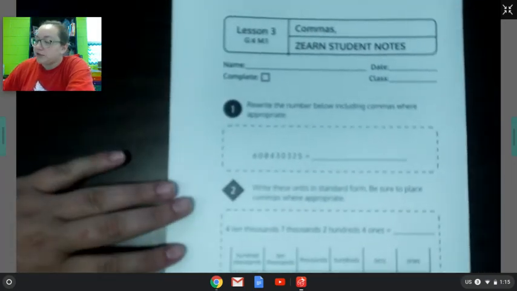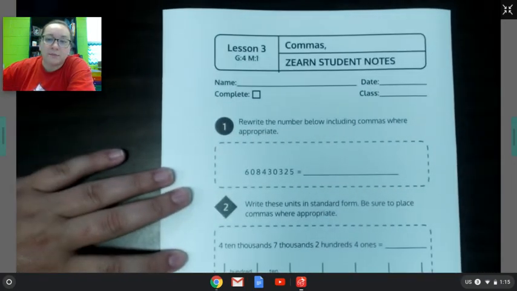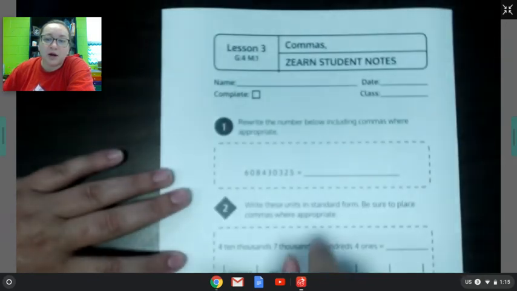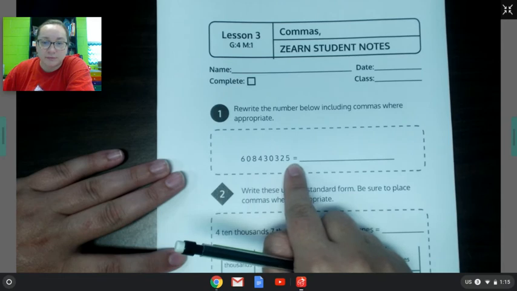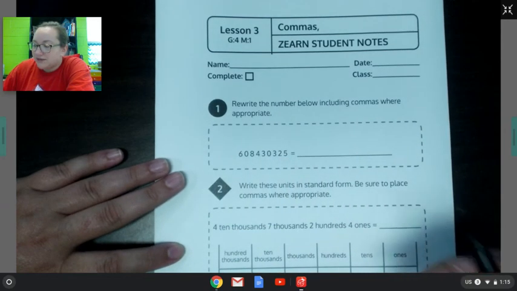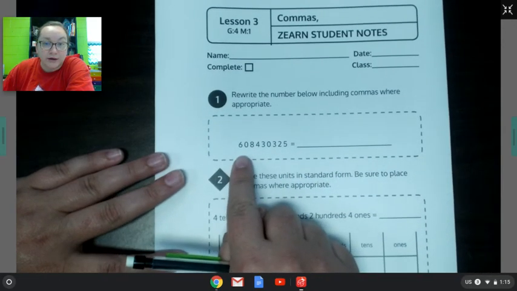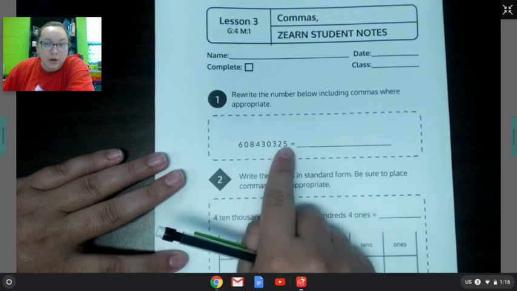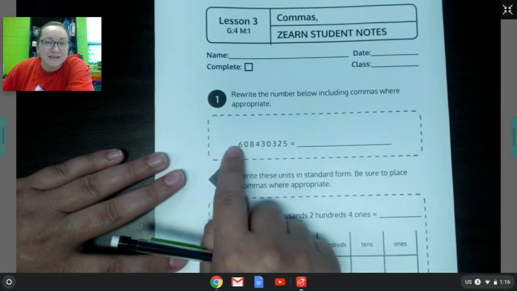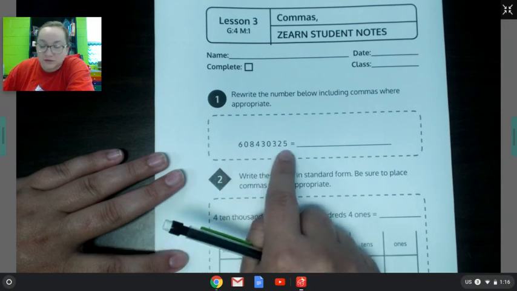Okay. So the first one, it says, rewrite the number below, including commas where appropriate, which just means we're going to rewrite this number and we're going to put the commas where they go. So instead of rewriting it right now, I'm going to put the commas where they would end up and then rewrite it. So I'm always going to start at the ones. I never start at my high numbers. I always start in the ones place.